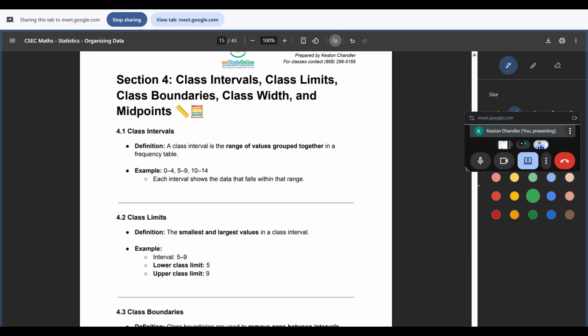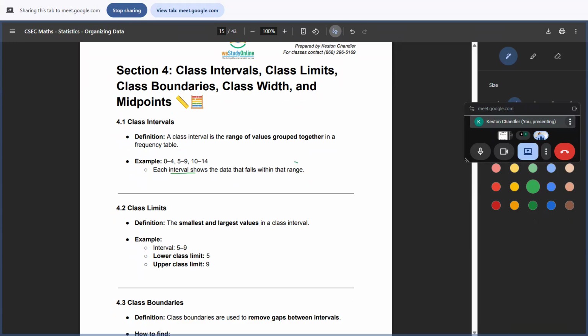So in previous examples, we saw classes such as 0 to 4, 5 to 9, 10 to 14. Each of these is an interval that shows data that falls within that particular range, right? So some values could be between 0 to 4 if it was the scores that we're looking at, or 5 to 9 or 10 to 14. Each of them would represent a separate interval.